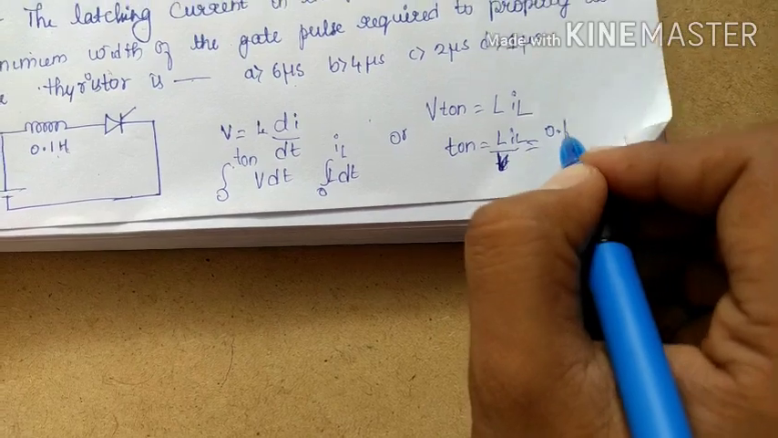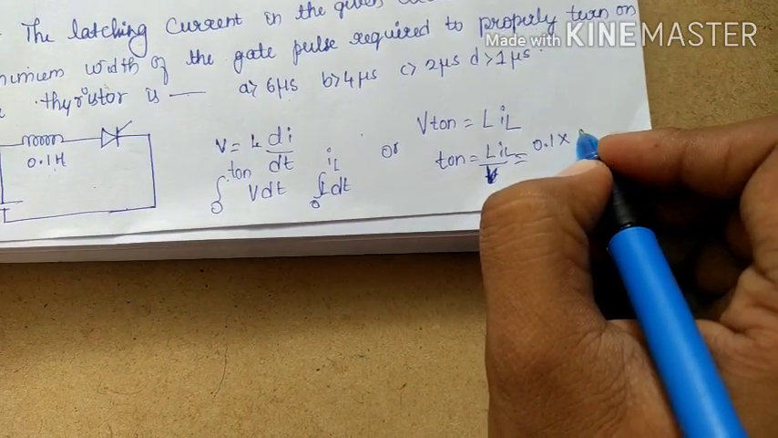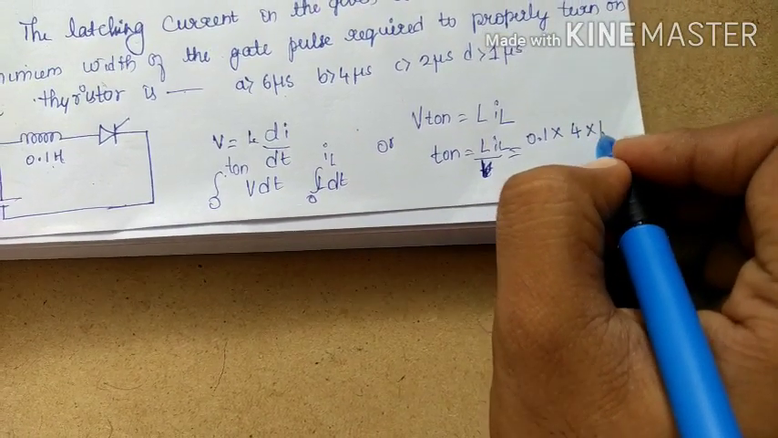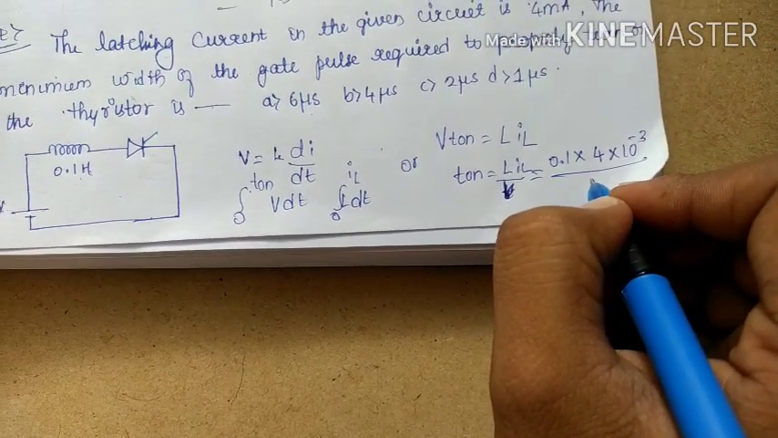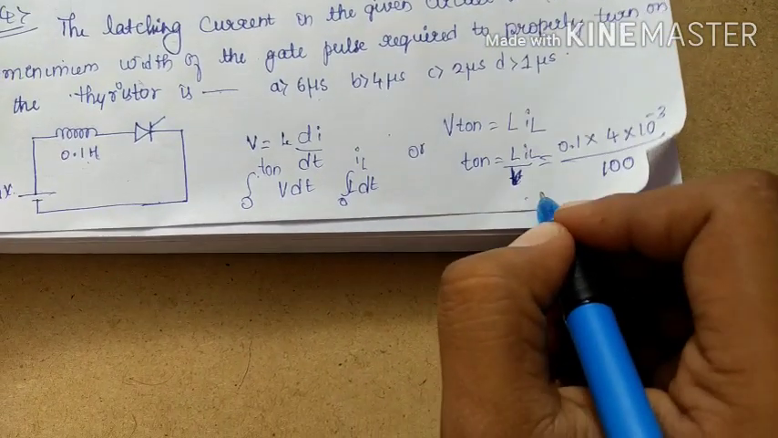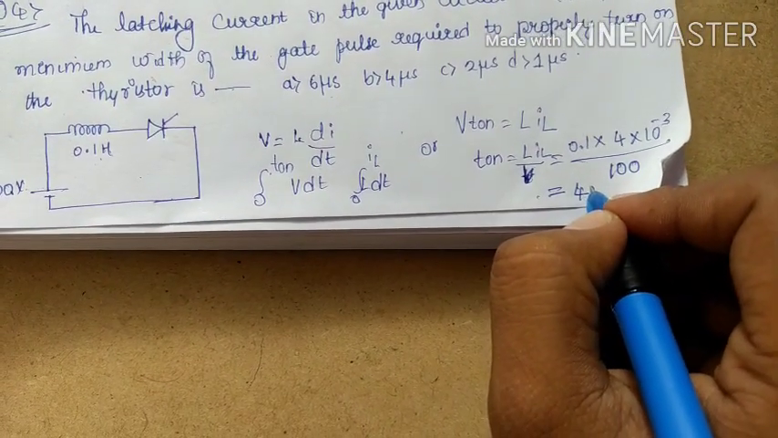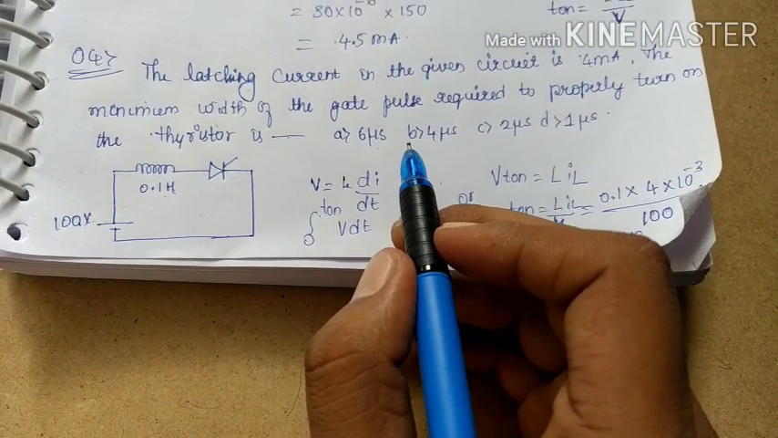So 0.1 Henry into current, they are given as 4 milliamps, 4 into 10 to the power of minus 3, divided by voltage, they are given as 100 volts. So this will be 4 microsecond. So option B will be the answer.